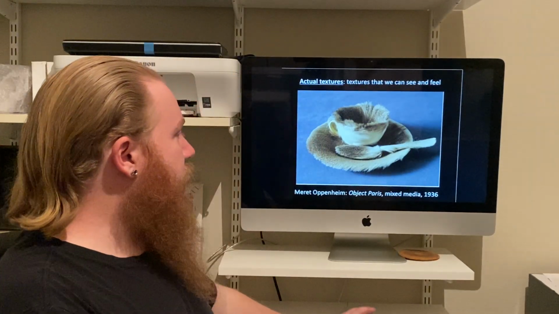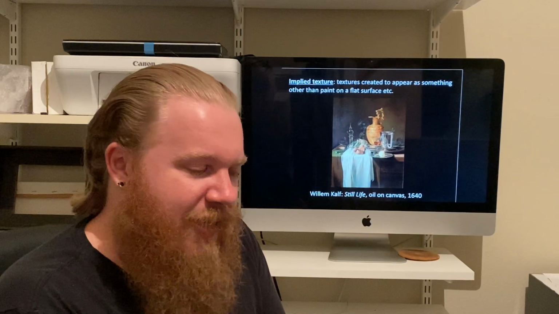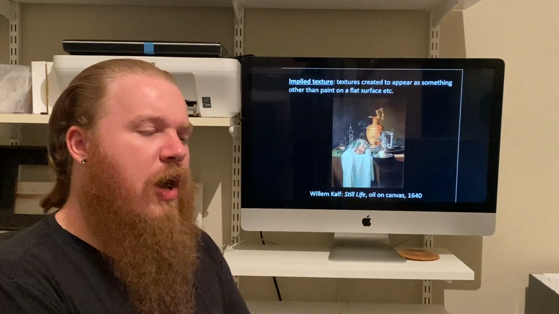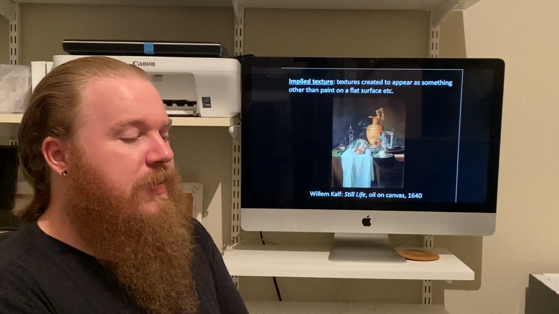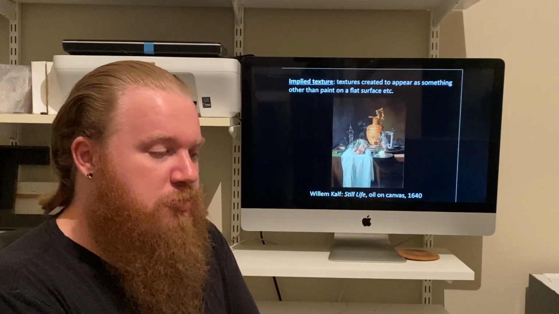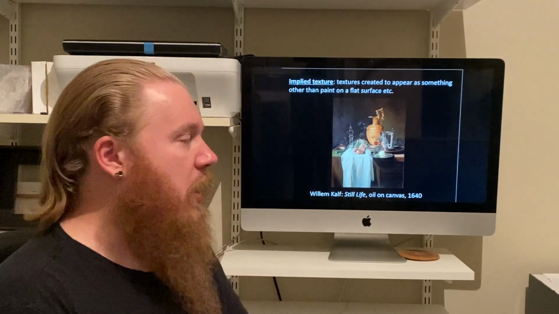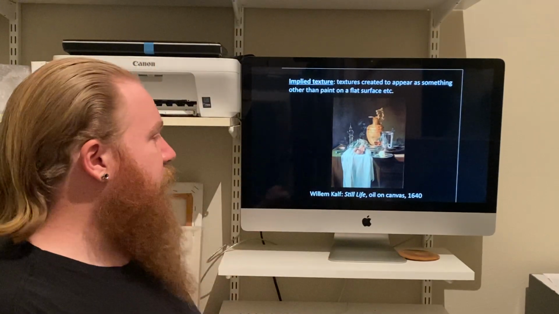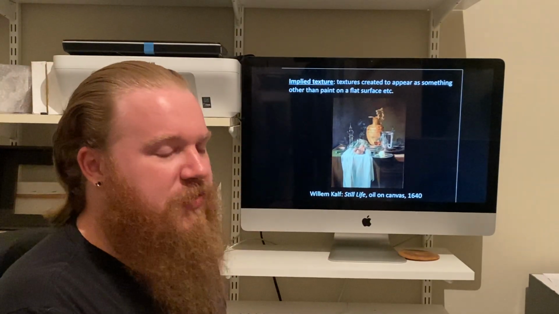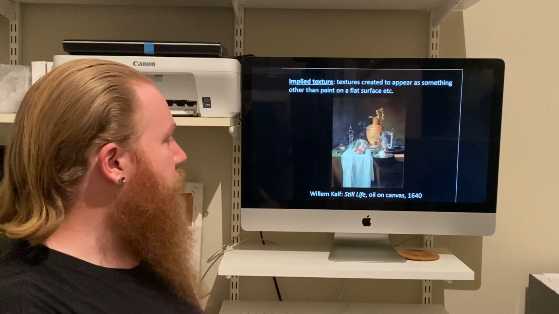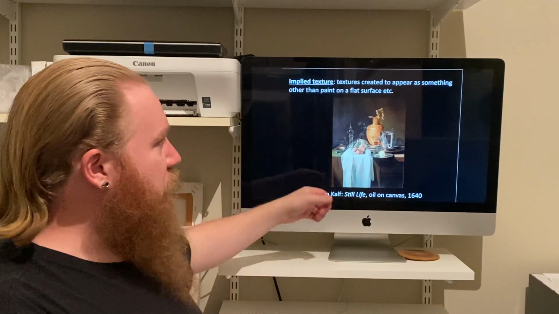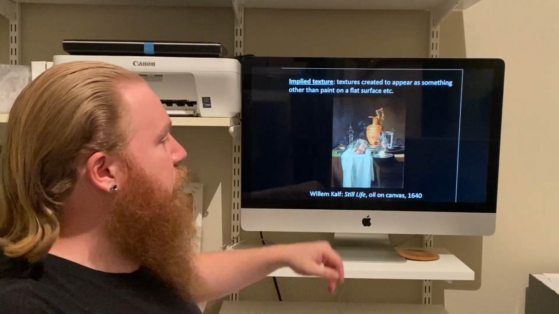However, we can also use implied textures, and this is something done in a lot of artwork in the past. This is when a texture is created to appear as something other than paint on a flat surface. A lot of still life artists of the past are very masterful at this. Here we can see Willem Kalf's still life, which would also be a kind of Vanitas still life, if you will.